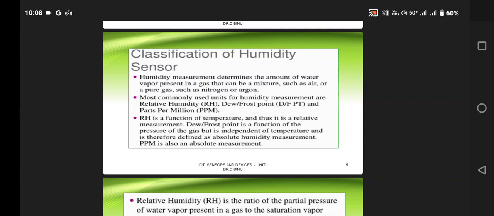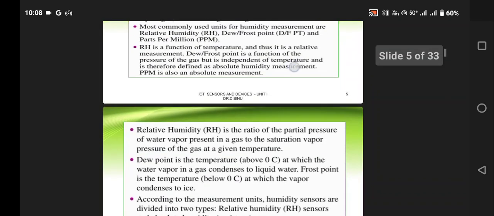Relative humidity is a function of temperature and thus it is a relative measure. Dew or frost point is a function of pressure of a gas but is independent of temperature and is therefore defined as an absolute humidity measure. ppm, that is parts per million, is also an absolute measure.